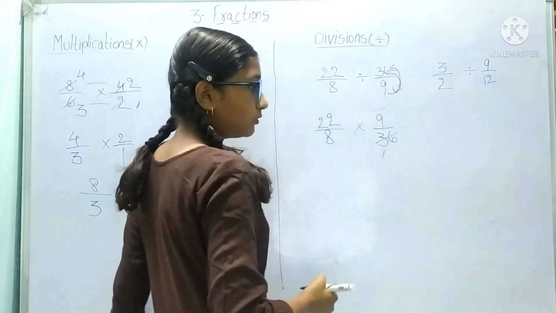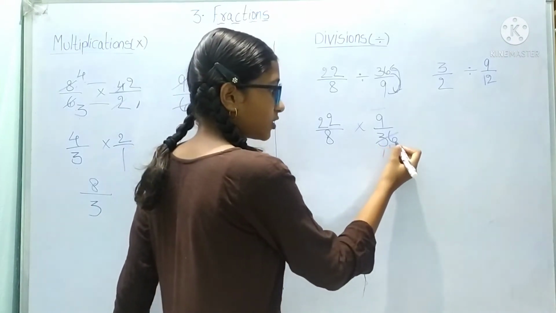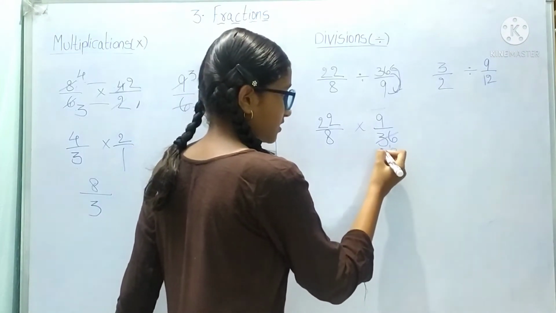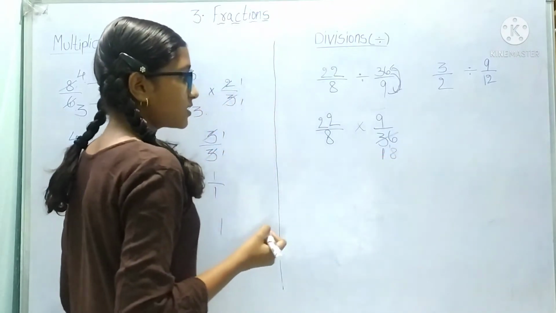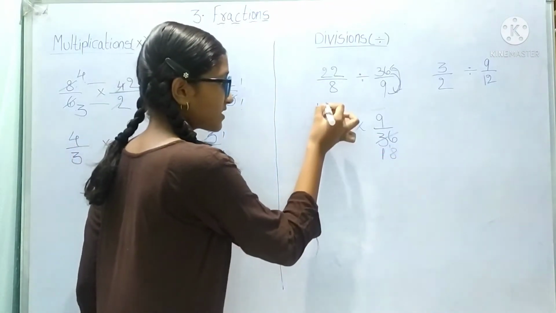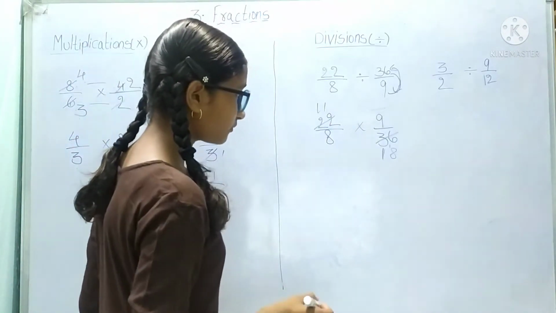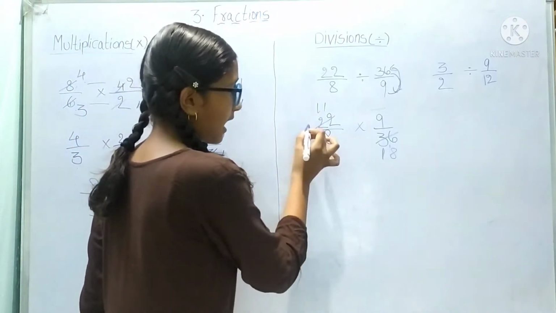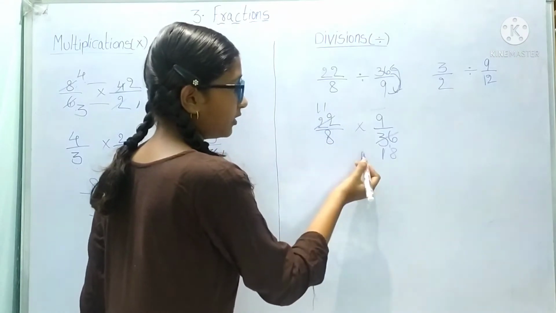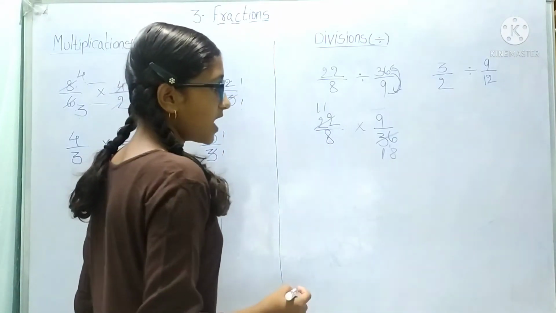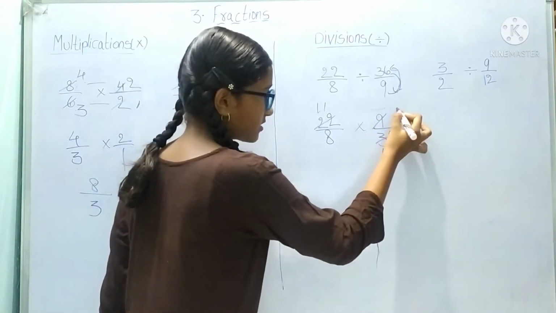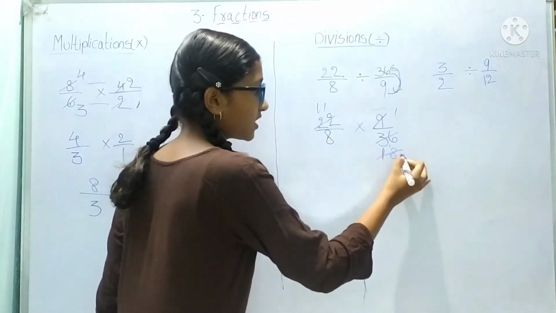Two ones are 2, and one remaining is 16. So 2 eights are 16, so 18 is the remaining here. Next, 2 elevens are 22 and 2 eighteens are 36. So here we got 11 into 9 by 8 into 18. We can also cancel here: 9 ones are 9, 9 twos are 18.